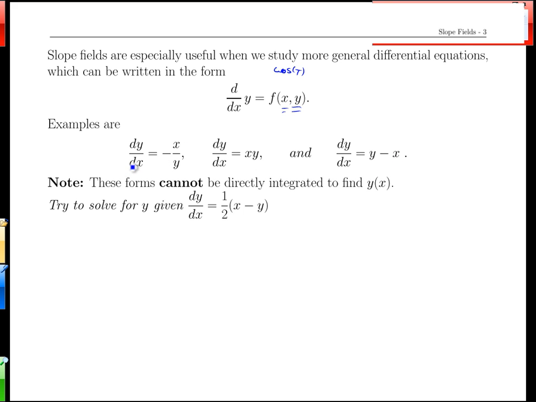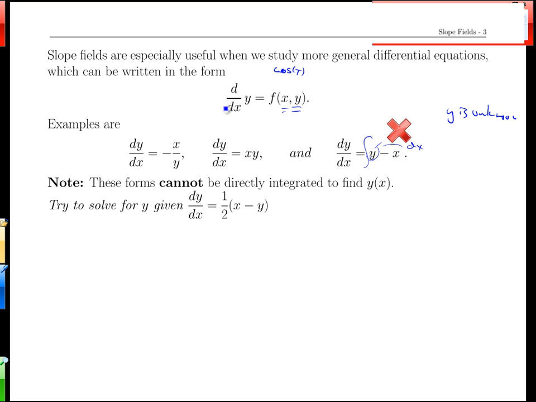So we could have something like the slope at any point is given by x over y, negative x times y, y minus x. It's important to know that we can't just slap an integral sign in front of these and get anywhere. Why? Because there's a y value, and we don't know what y is. We're looking for y, so how are we supposed to integrate it with respect to x? We can't. Many of you will try in the exam, and it'll be wrong, so don't do it. Y is a function we don't know. Y is unknown.